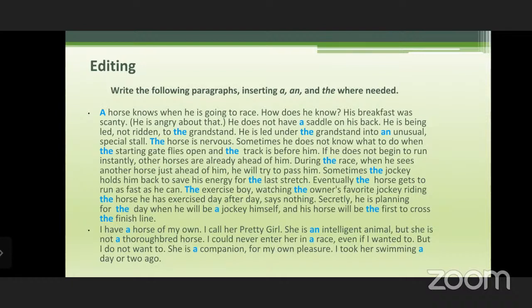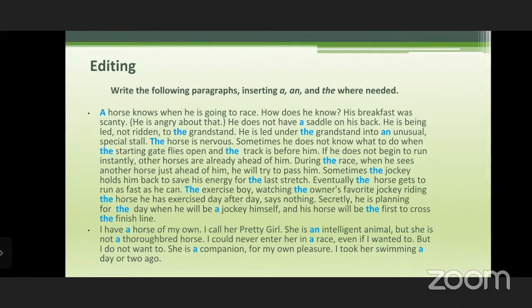Sometimes dash jockey holds him back to save his energy. So dash jockey, the jockey, dash last stretch. So last, first, second, these are the ordinals. So we have to use the article the. Eventually, dash horse gets to, the horse gets to run as fast as he can. And dash exercise boy. So this is not just a boy. This is an exercise boy, a specific thing. It is used in a special sense. So the definite article, the. Watching dash owner's favorite jockey. So this is also used in a particular sense. You have to go for the definite article, the.